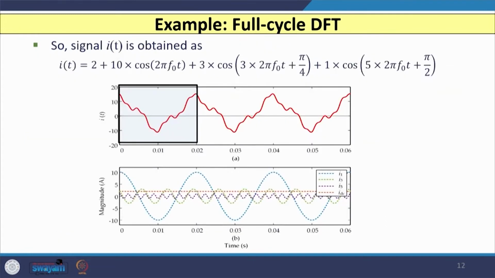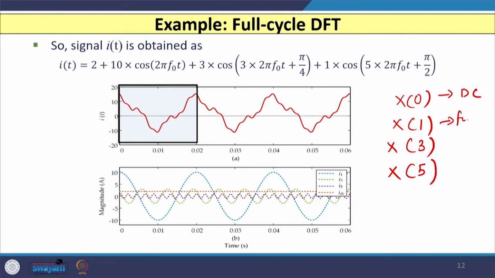So, whatever samples we have taken and whatever the different phasors we have calculated, that is X of 0, X of 1, X of 3 and X of 5, this is your DC term, this is your fundamental term, this is your third harmonic and this is your fifth harmonic. So, whatever phasor values of the signal we have obtained, that signal looks like this.